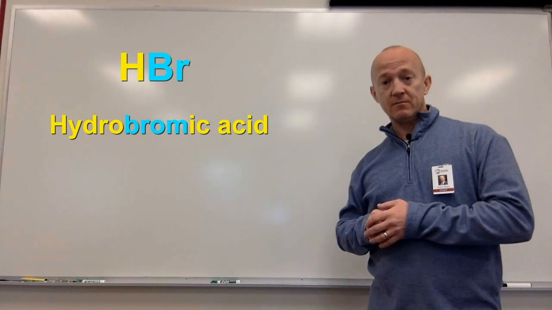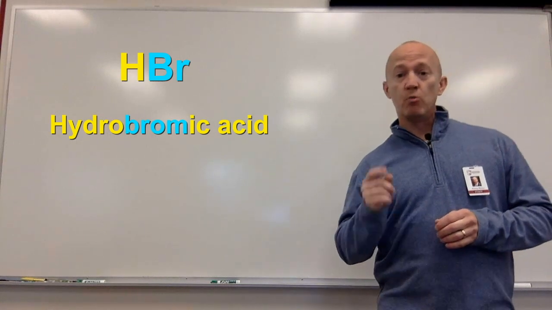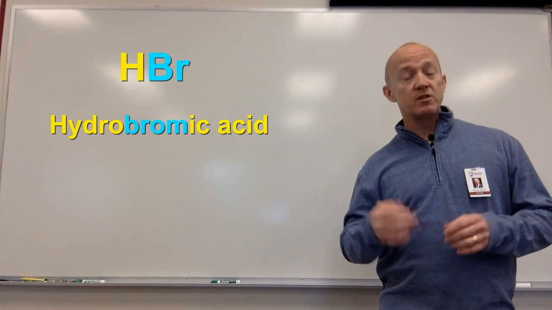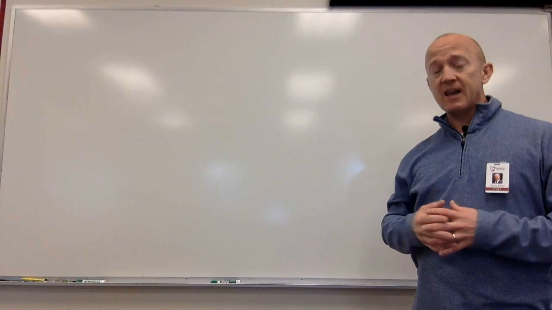Hydrobromic acid. Good. So if you see a formula for a compound and you have hydrogen and only one other type of element, you know that it's a binary acid. If you see more than two types of elements, then it's not a binary acid. Let's talk about oxy acids now.